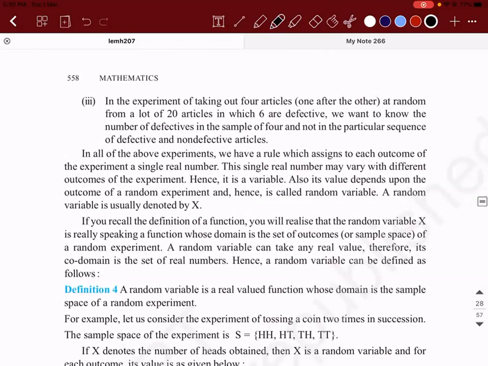Similarly, in an experiment of taking out 4 articles, one after the other at random, from a lot of 20 articles in which 6 are defective, we want to know the number of defectives in the sample of 4, and not in a particular sequence of defective and non-defective articles. Okay.